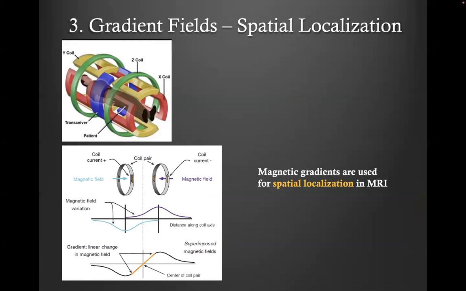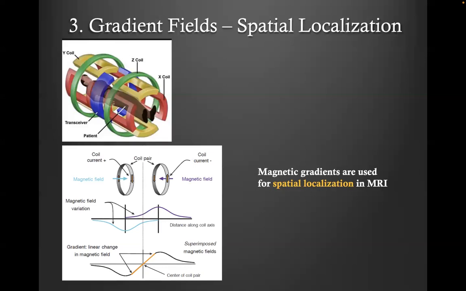So the third component is the gradient coil. As I said, gradient coils produce spatial localization. So how does it do that? Imagine you have electrical current going in opposite directions in two loops. A changing electrical field will create a magnetic field. So counterclockwise and clockwise current will create magnetic fields which are opposite to each other. When you add these two magnetic fields together, a very nice feature is that within the small range of this orange region, you can create a linearly varying magnetic field.